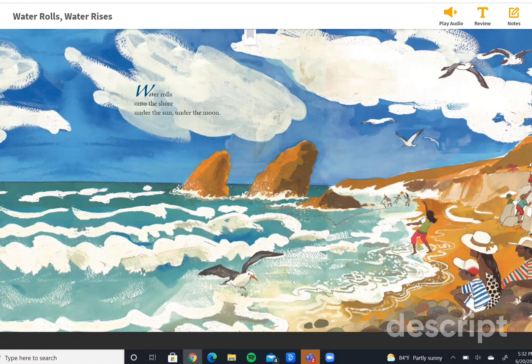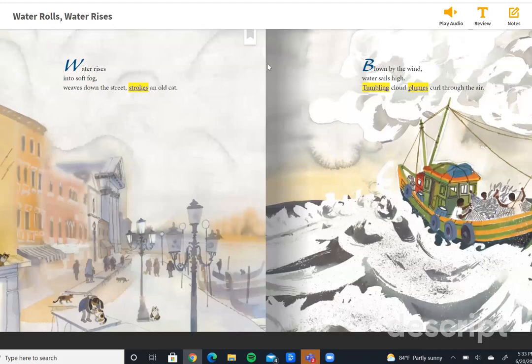Water rolls onto the shore, under the sun, under the moon. Water rises into soft fog, weaves down the street, strokes an old cat.